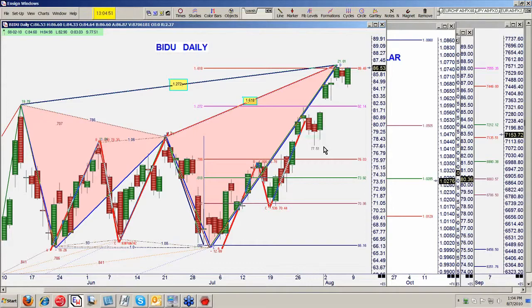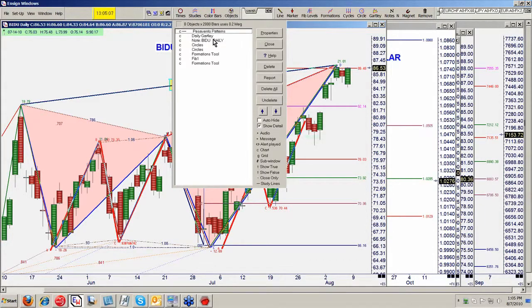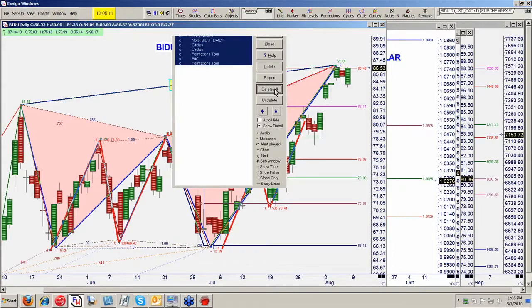I've been with Ensign for 20 years, and I've taught so many people to do this that they built these programs of the Fibonacci numbers and the Gartley pattern and the formation tools to make it a lot easier. Let me give you an example here. Just to show you, let me get rid of all this stuff. I will just delete it all.